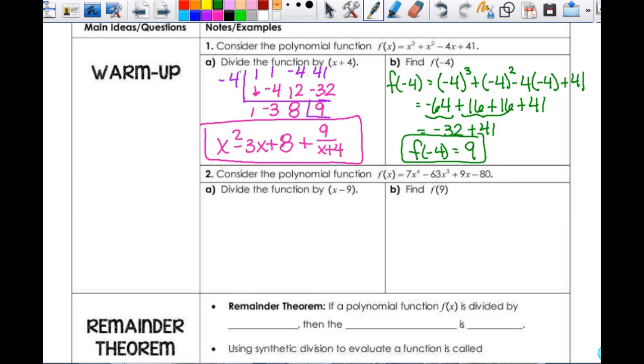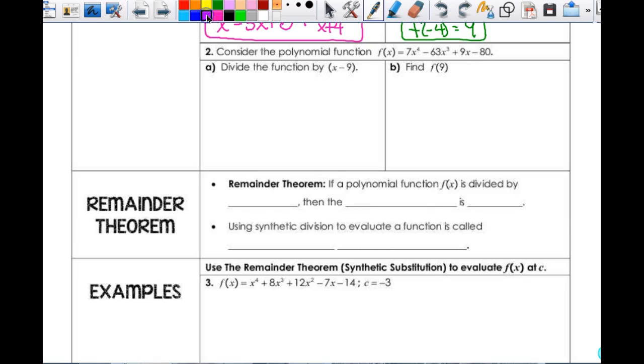Now, on number 2, we're going to do B first, because I want to see something that happens. So for B, I want to find f of 9. That's going to give me 7 times 9 to the 4th minus 63 times 9 cubed plus 9 times 9 minus 80. So I had originally planned on us getting this far, and I was going to give you a couple minutes to work it out, and then we were going to talk about it because I know exactly what most of you would do. You would jump in and start multiplying a bunch of stuff, right? And you'd have scratch work all over the place, and it's all a complete and total waste of your time.